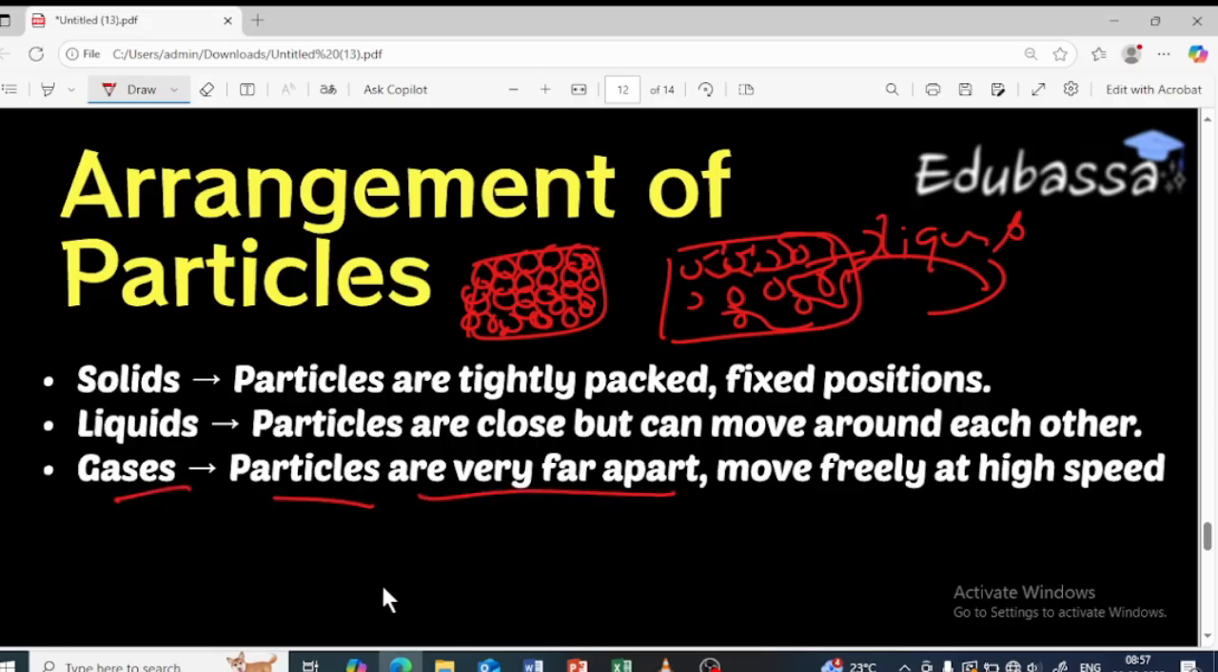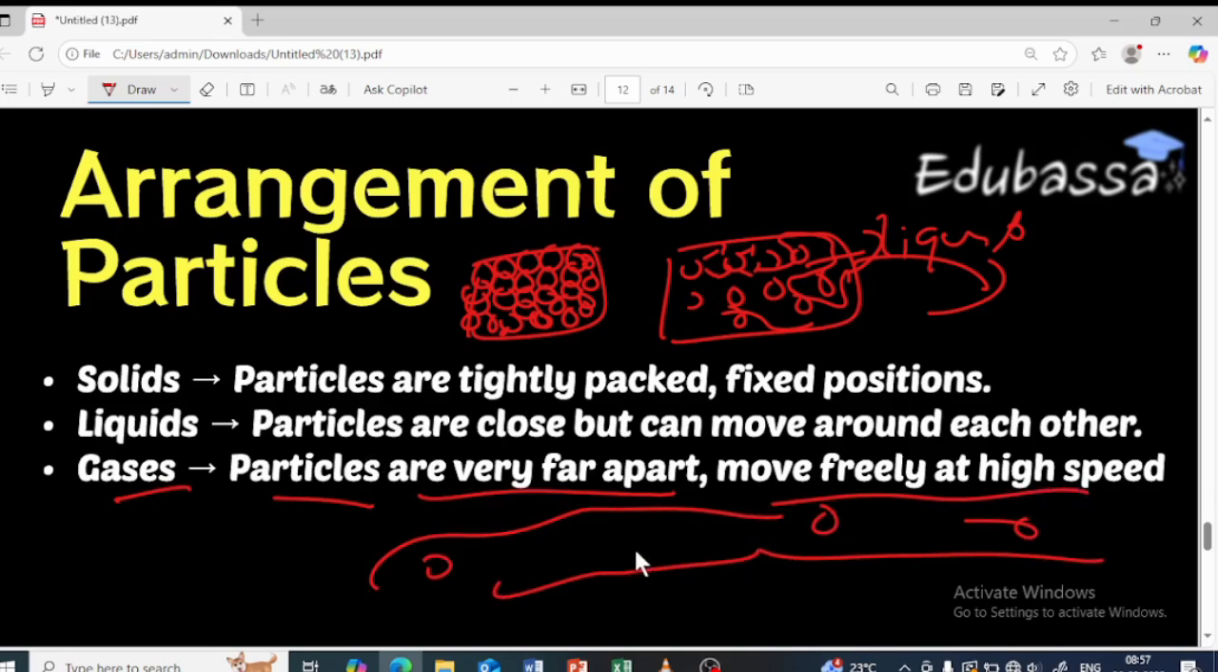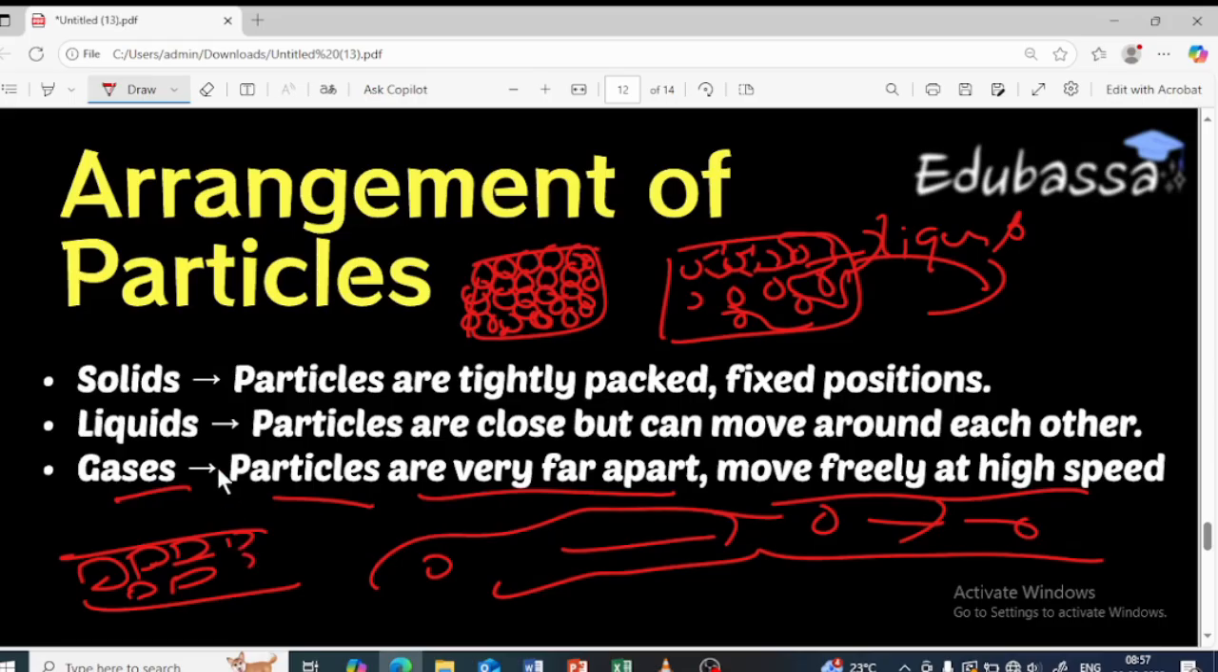Talking about gases, here the particles are very far from each other, so they move really freely and with high speed. Just imagine there is traffic, a lot of vehicles present on the road. It is very difficult for you to move when the traffic is more, isn't it? But if the traffic is less, just imagine only 1 or 2 vehicles are present on the road, obviously you can move fast. The same way here, the particles are very far away from each other, and hence they can move easily.